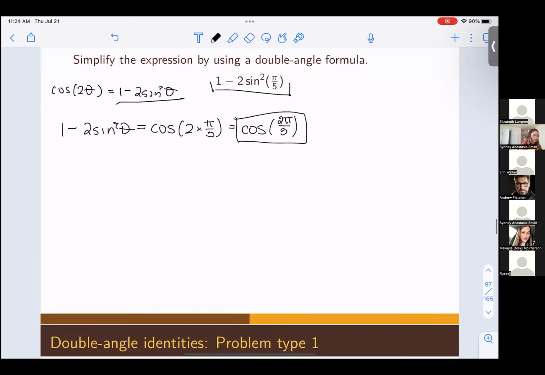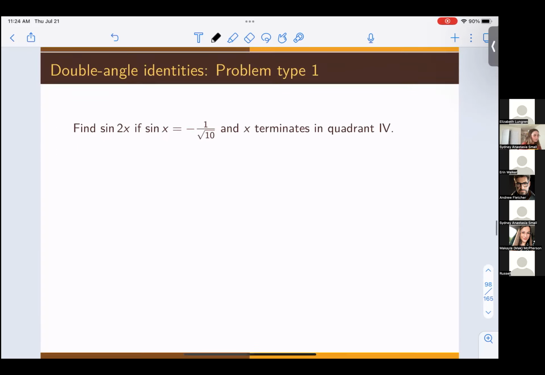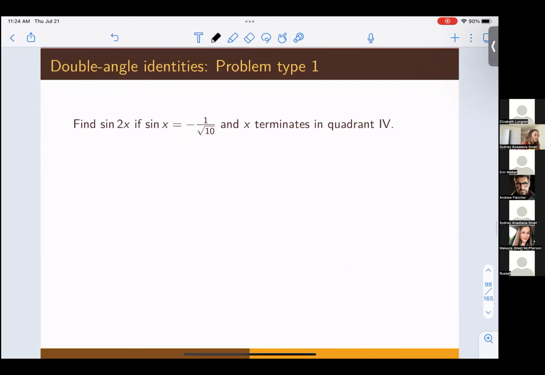Okay, now let's look at an actual problem where we can use this in practice. I want to find the sine of 2x if the sine of x is -1/√10 and x terminates in quadrant 4. Again, I don't know what x is. I just know its sine. So I could use, hypothetically, the double angle formula for sine of 2x to find it using just this information here.